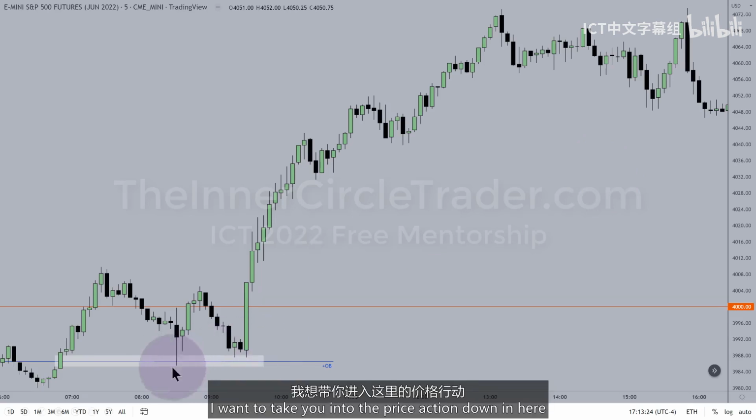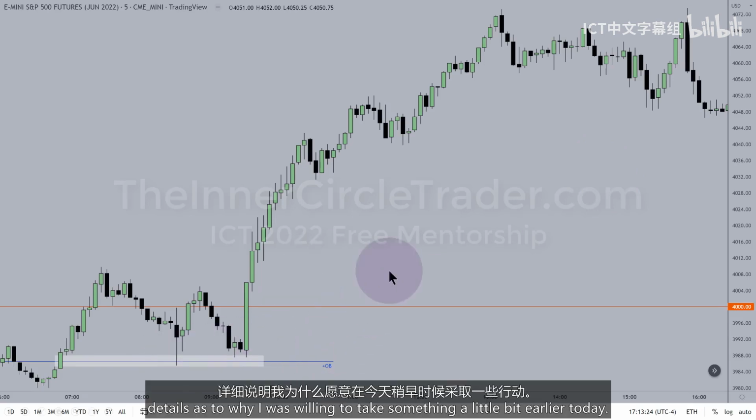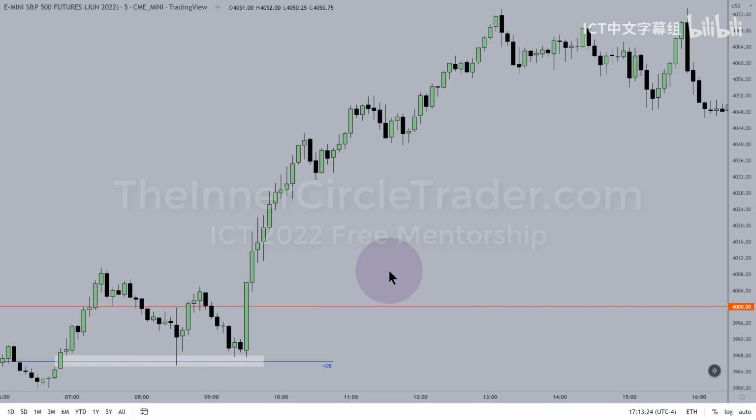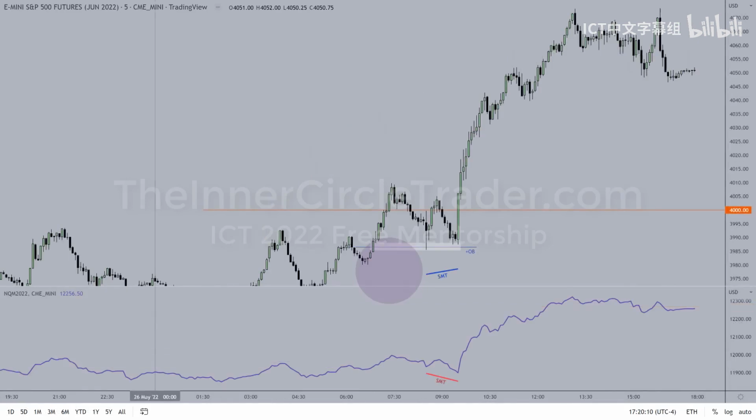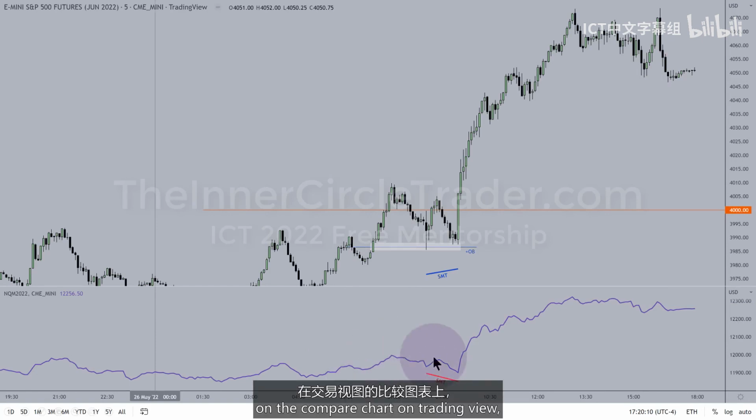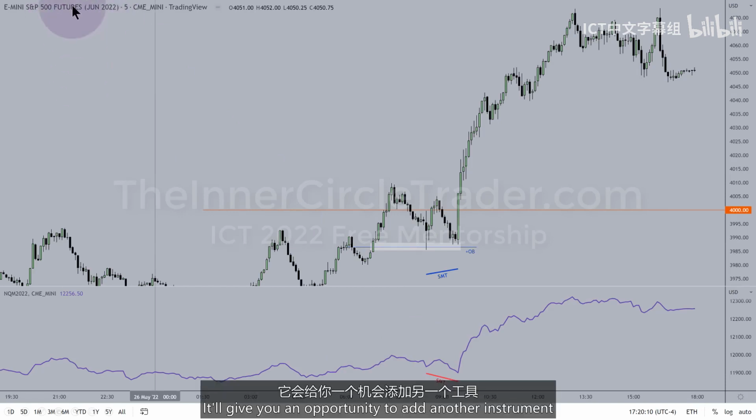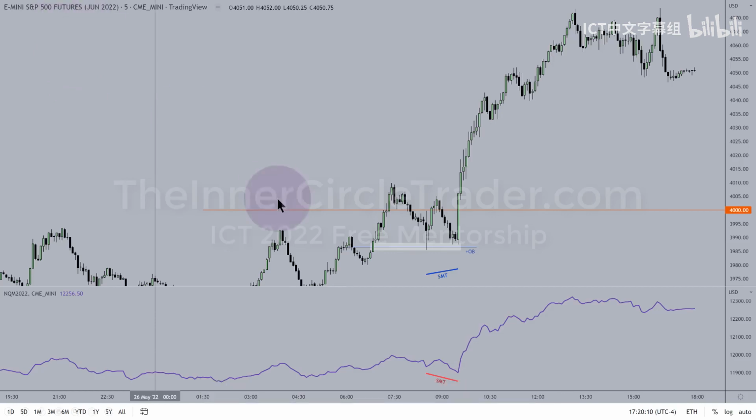But I want to take you into the price action down in here and give you more details as to why I was willing to take something a little bit earlier today. Okay, if you plot the NASDAQ June contract for 2022, on the compare chart on TradingView, you'll see a little plus symbol up here. If you click on that, it'll give you an opportunity to add another instrument. And you add this symbol here, NQM2022, and then it'll plot a line chart.